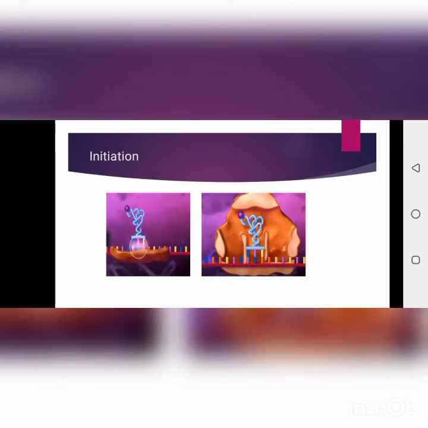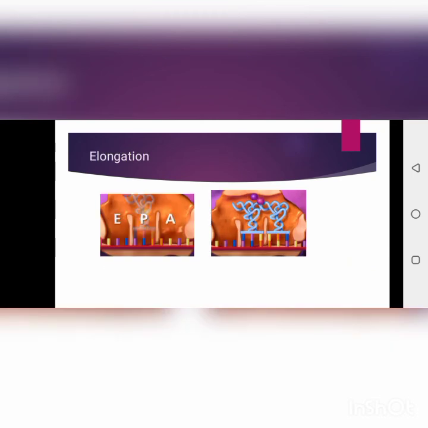Translation begins when the messenger RNA binds to the small ribosomal subunit upstream of the start codon. Each amino acid is brought to the ribosome by a specific transfer RNA molecule. The type of amino acid is determined by the anticodon sequence of transfer RNA. The complementary base pairing occurs between the codon of messenger RNA and the transfer RNA molecule that binds to the start codon. The larger subunit binds to form a complex. The ribosome has 3 sites: A site, P site, and E site.